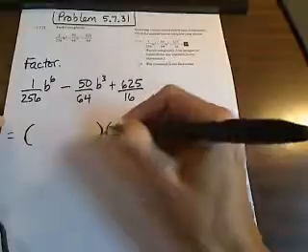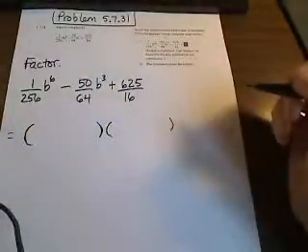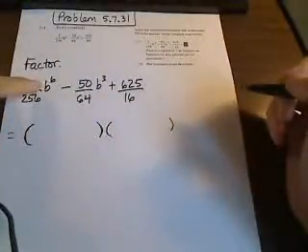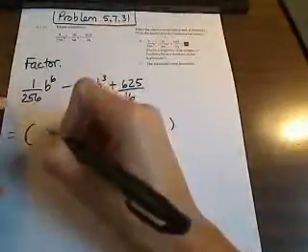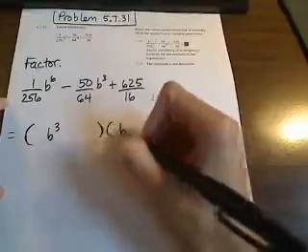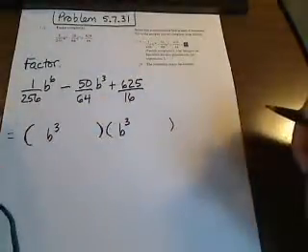And so we're going to start with a set of parentheses here. And then the b to the 6th, I'm going to split that up as b to the 3rds because I see I have a b to the 3rd in the middle there. So the middle term will need to be a b to the 3rd. So we know that's how we're going to split that up.